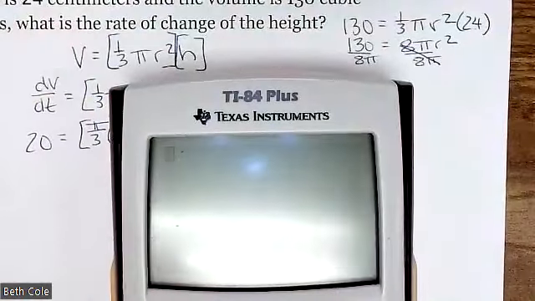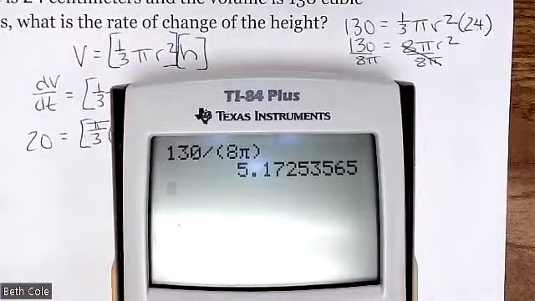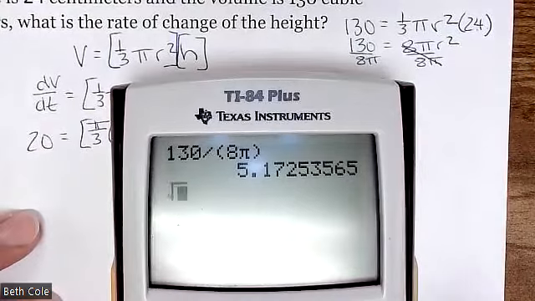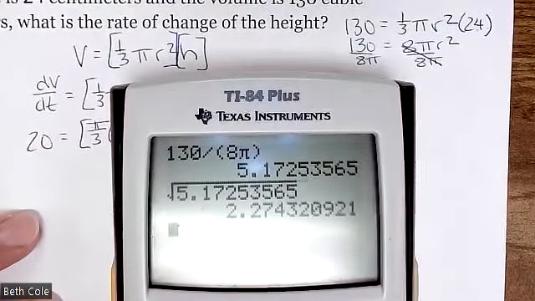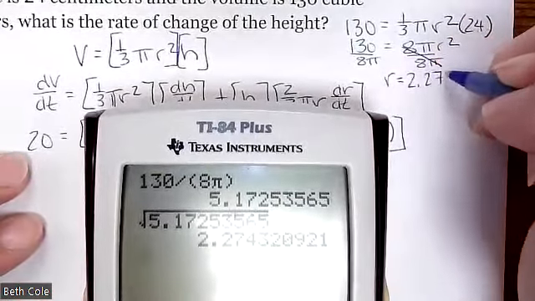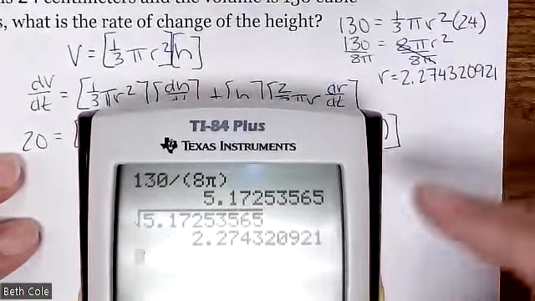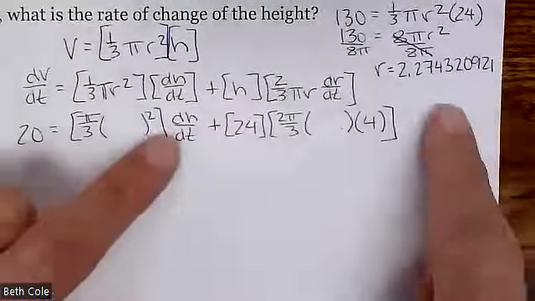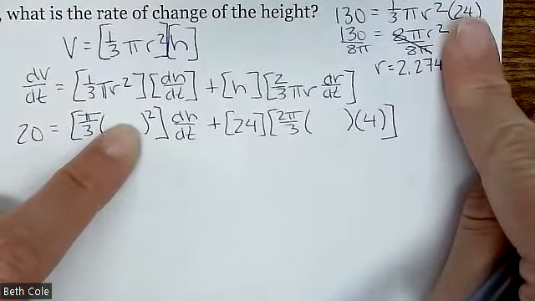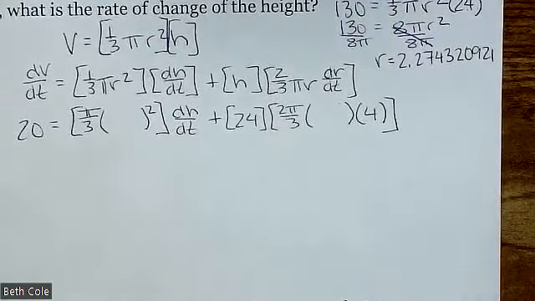So I'm going to type 130 divided by 8 pi. That gives me that. And then to get r by itself, we would have to square root. So I'm going to square root that number. So that's r. Now, here's the thing. You can't round off to 3 decimal points yet. If you do that, when you recopy this number, it's like telephone game. When you recopy that number into these blanks, you're recopying a rounded off number. And so your final answer isn't going to be accurate enough. So you can't round off until the very end.